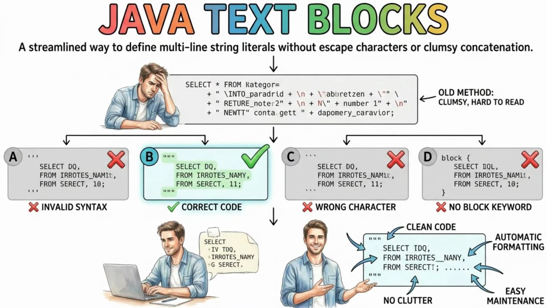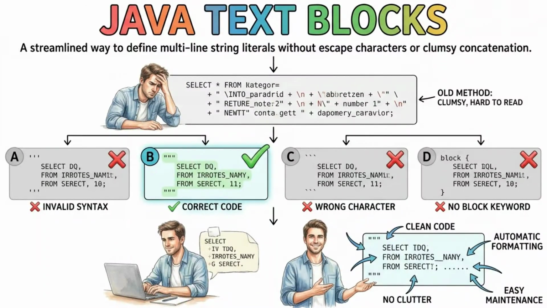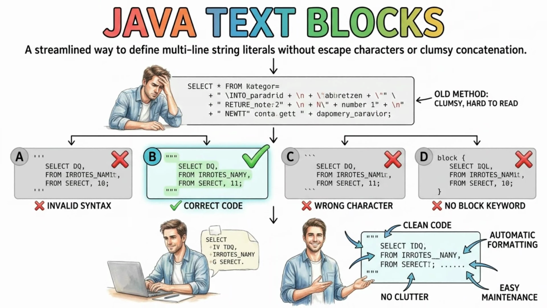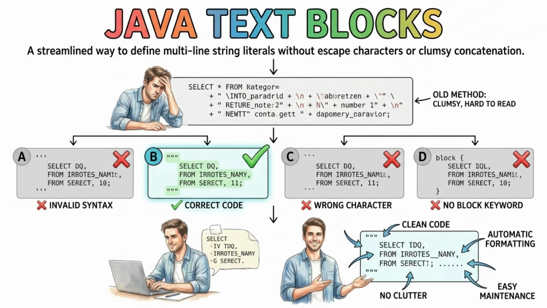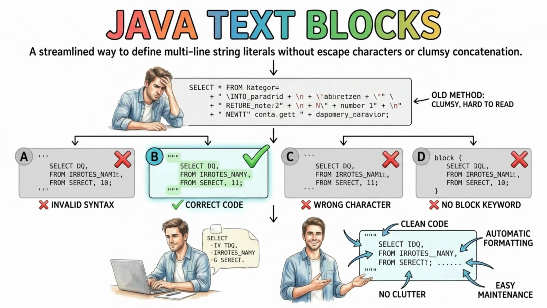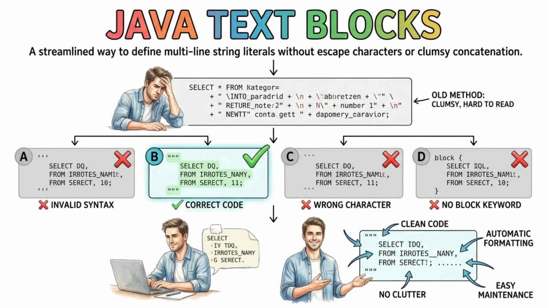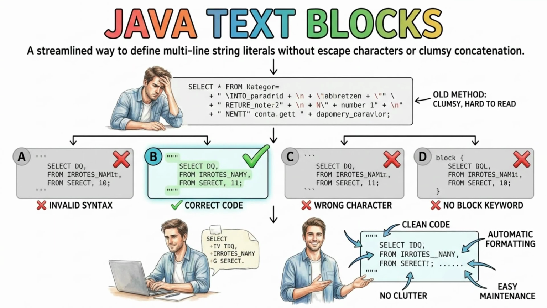Writing multi-line SQL queries or JSON payloads inside Java used to mean dealing with messy string concatenation and confusing escape characters. Now, you can use text blocks. By wrapping your string in 3 double quotes, Java automatically preserves all your line breaks and indentation. It makes complex strings infinitely easier to write, read, and maintain.